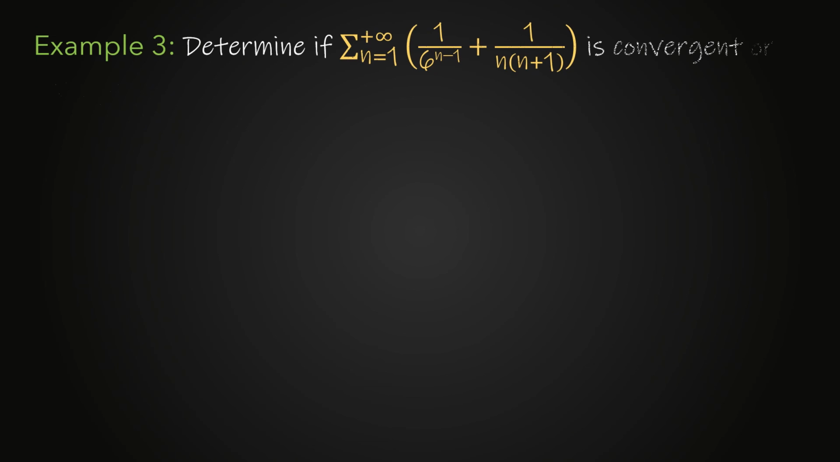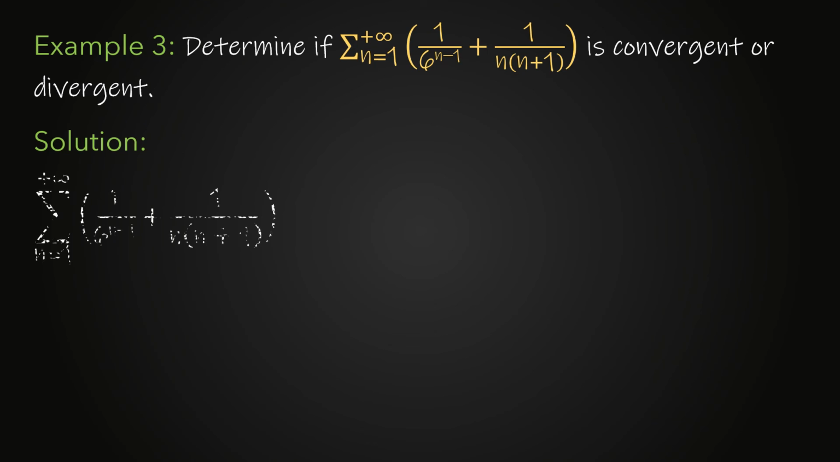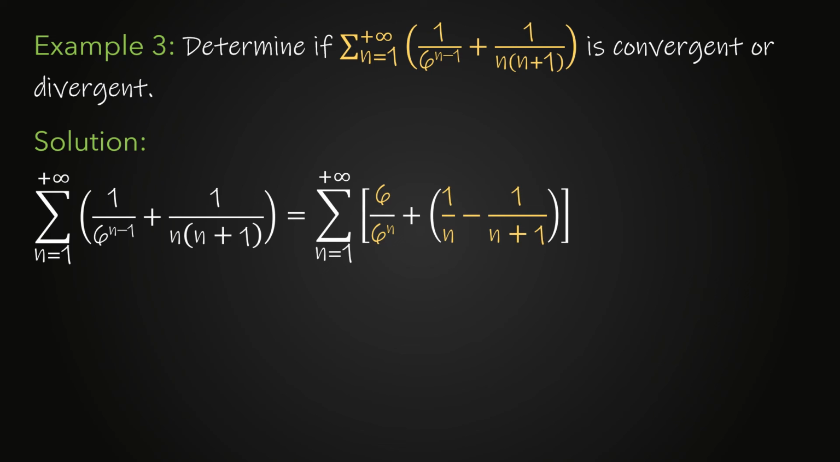Example 3. Determine if the series is convergent or divergent. Solution. Write the series as a sum of series with known convergence or divergence. Use a property of exponents and partial fraction decomposition.